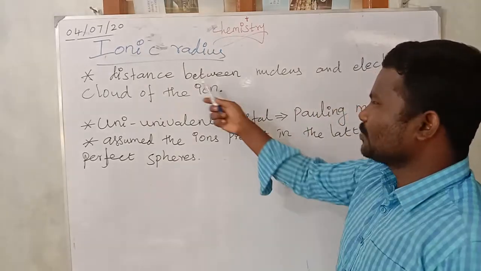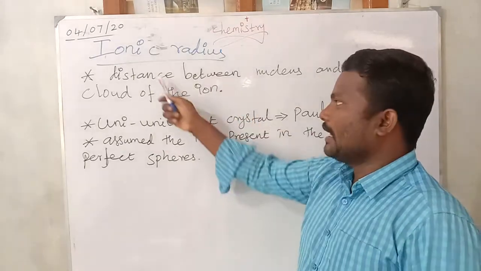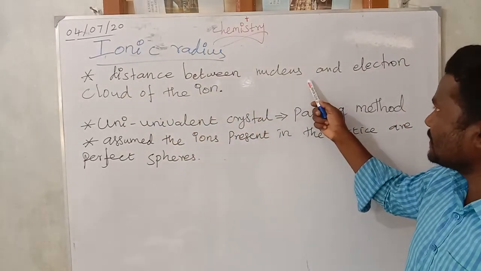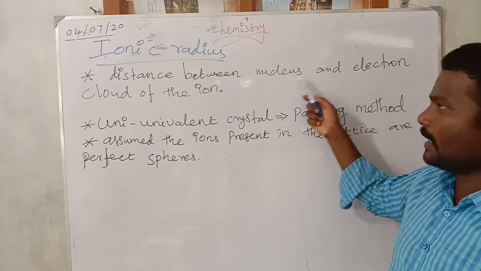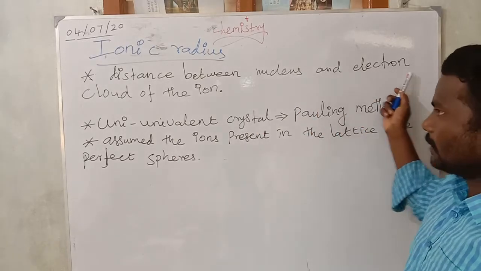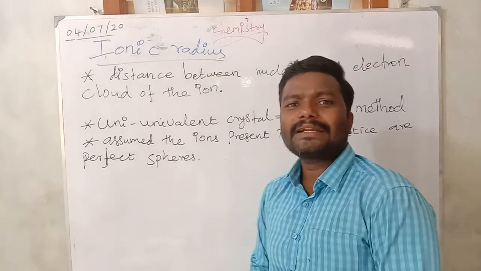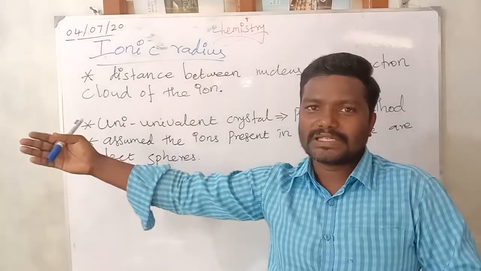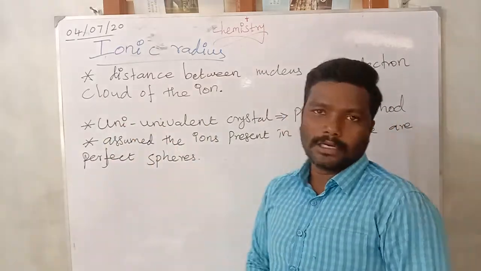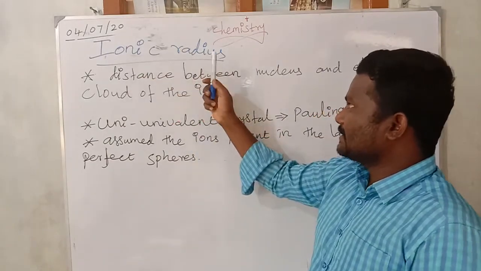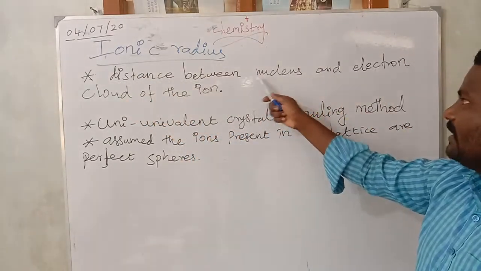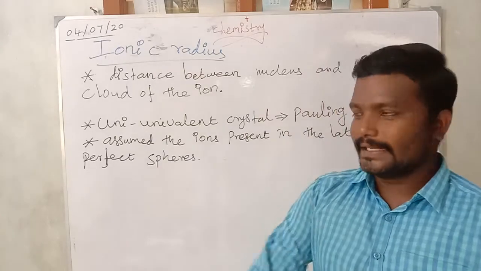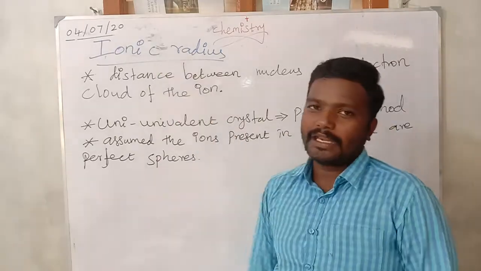With small changes we can change the definition. The ionic radius can be defined as the distance between the nucleus, that means the center of the nucleus, and the electron cloud of that ion. What do you mean by electron cloud? Wherever the electrons are present up to the valency shell, that area is called the electron cloud. So ionic radius is the distance between the nucleus and the electron cloud of that ion. Okay sir, how to find the ionic radius?